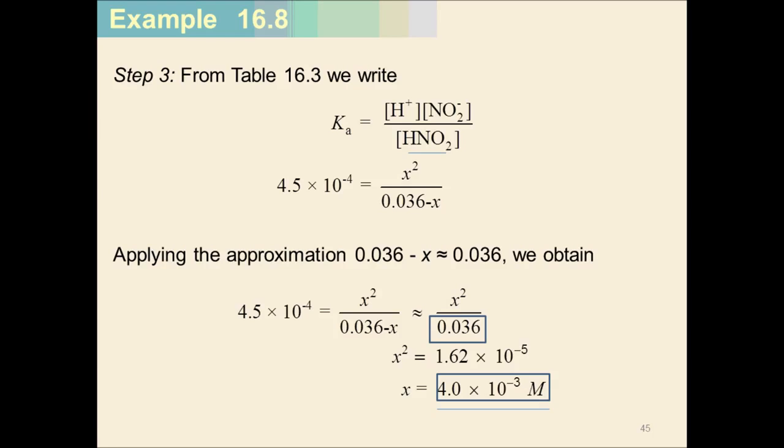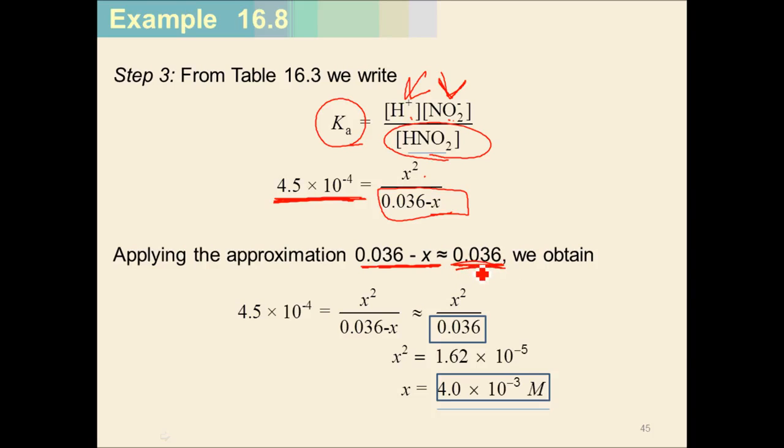And slide 45 then, step 3. From table 16.3, write the Ka, which you know is the product concentration of the products raised to the power of their coefficients divided by the concentration of the reactant. Ka from the table was 4.5 times 10 to the minus 4th is equal to, if these were each x, that means we have x squared. And remember from our table, that equilibrium line, it was 0.036 minus x for our HNO2 concentration. Applying the approximation that 0.036 minus x is 0.036, right? Isn't that approximately the same? There's very little we would subtract.